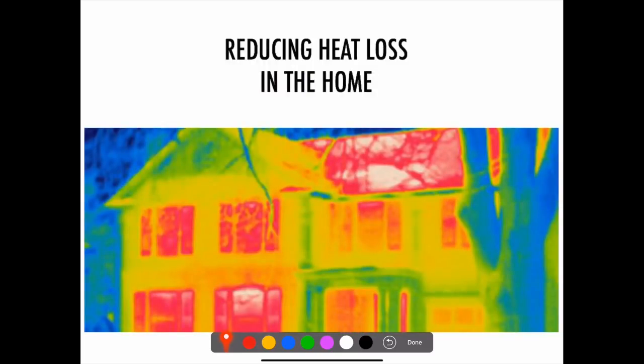Now, if you look at this picture, it was taken using an infrared scope or an infrared camera, and it shows us the different parts of the house and where energy is lost the most. So you can see over here, for example, in the roof and in the windows, there's a lot of energy loss, a lot of heat loss. So how can we reduce that?